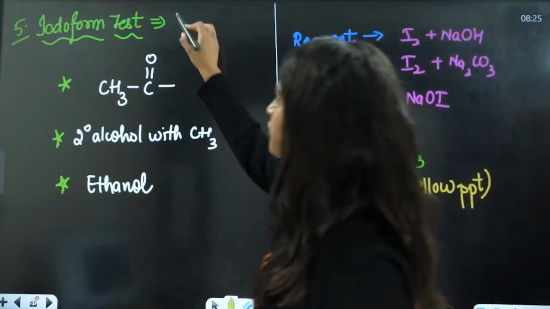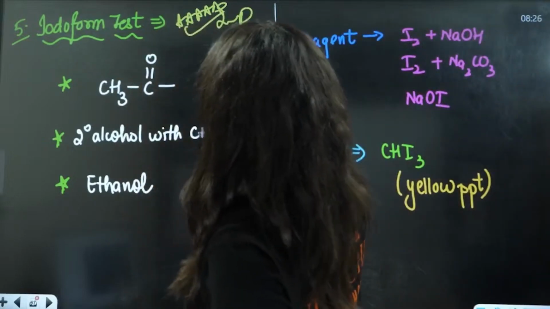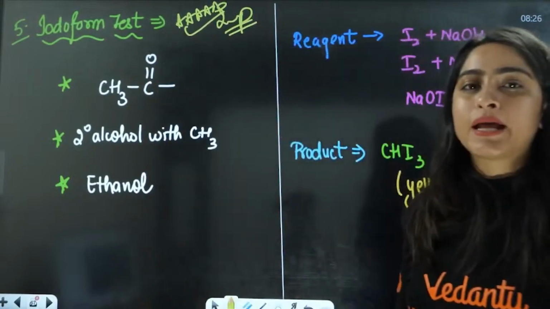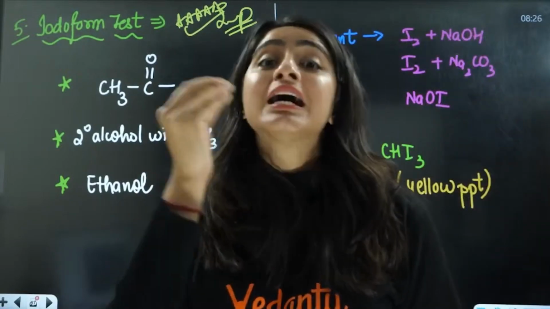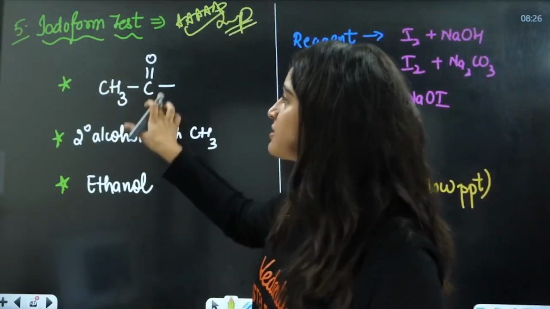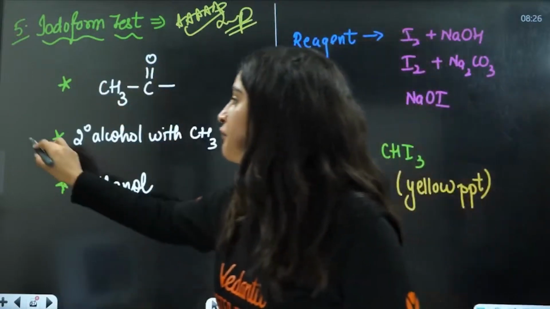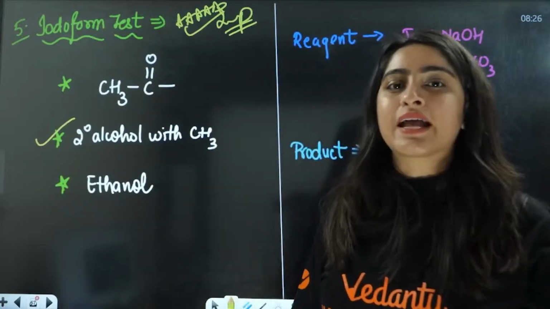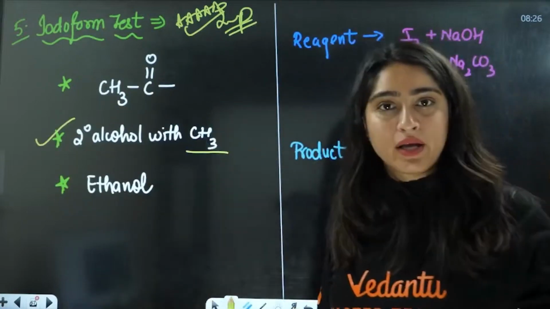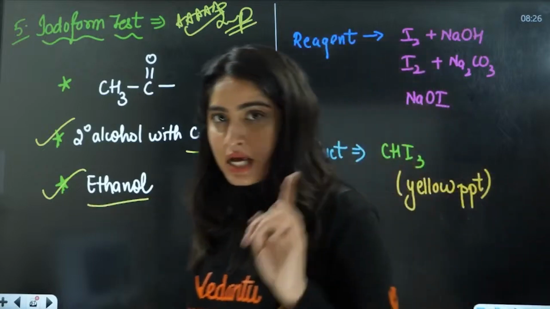For the iodoform test, very important test. Okay, for the iodoform test, how do you identify what is giving the iodoform test? For aldehydes and ketones, a CH3CO group should be there. If you see this group, that will show the iodoform test. If you see a 2 degree alcohol, a secondary alcohol with CH3, that will give the iodoform test. If you see ethanol, that will give the iodoform test.